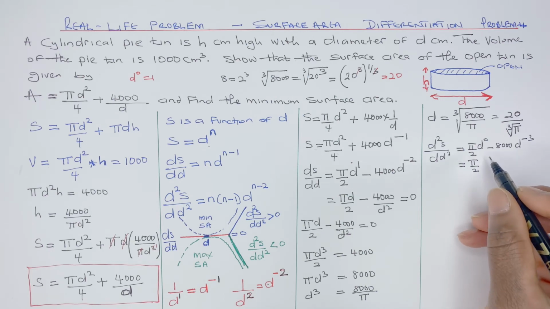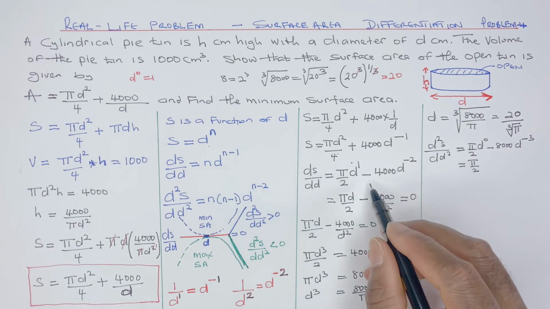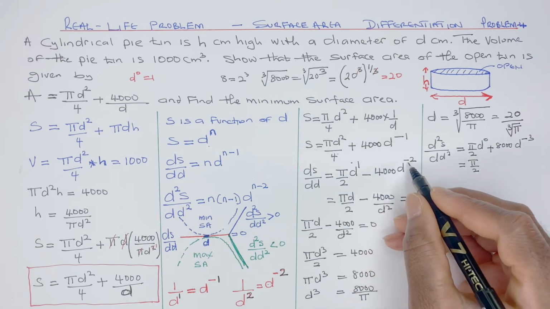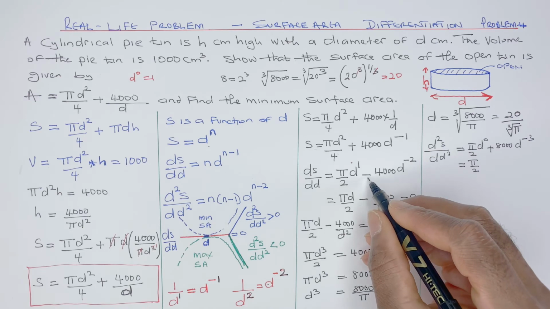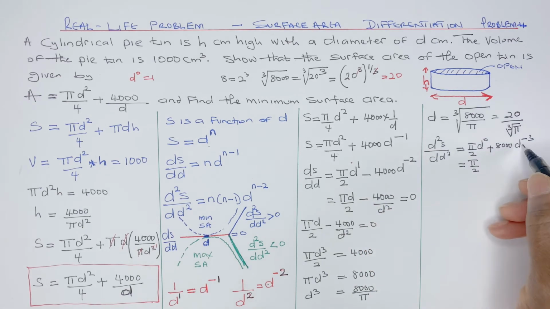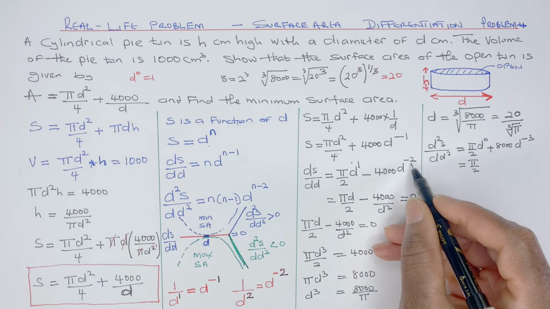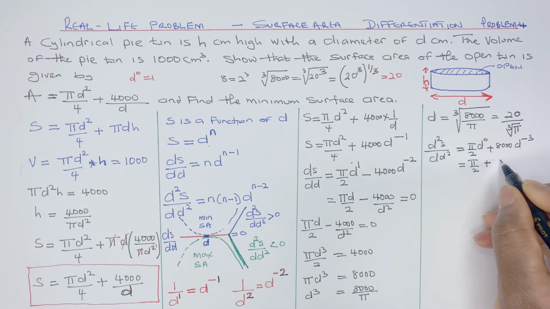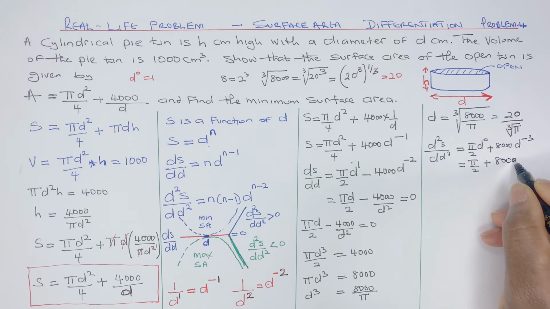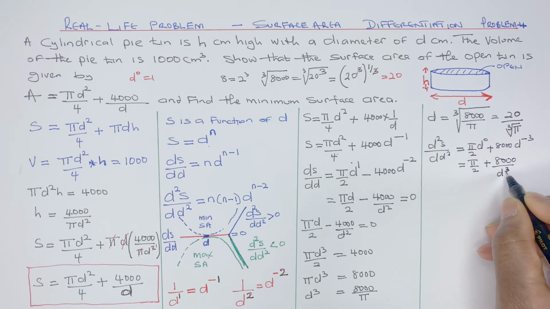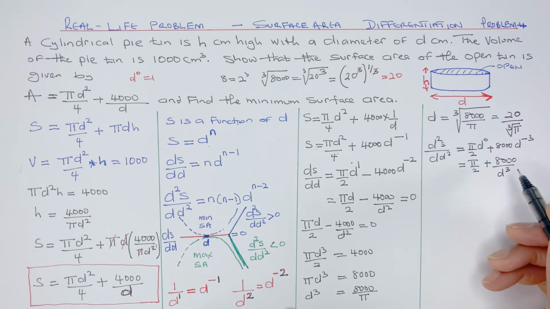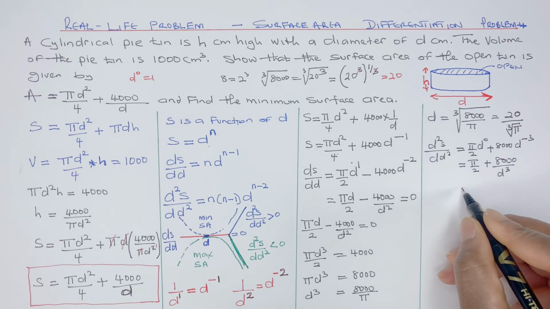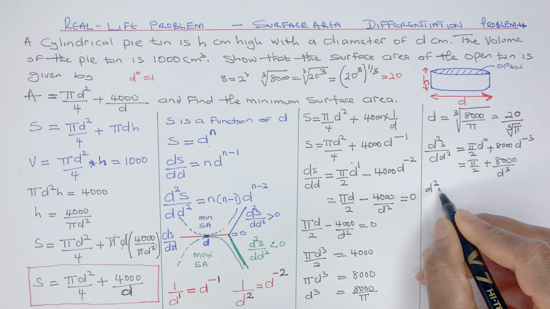Right? And we know that minus 2 times minus 4,000 is plus 8,000. So that's plus 8,000, not minus. And then d to the power minus 2 minus 1 is minus 3. And that can be written as plus 8,000 over d cubed. But we know what d is, right? d is 20 over cube root pi.